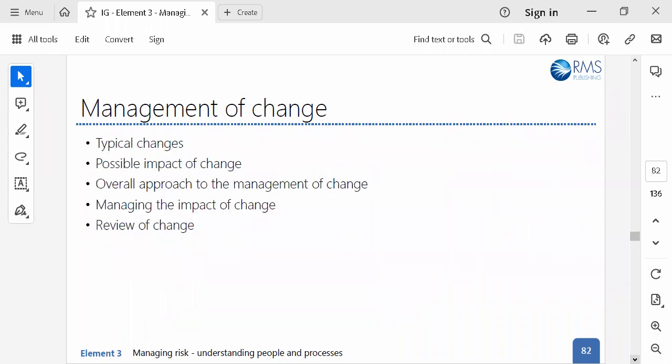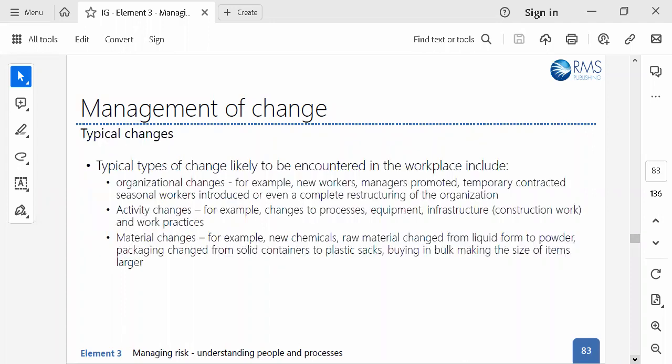Management of change, typical changes, possible impact of changes, overall approach to the management of change, managing the impact of change, review of change. We will discuss this one by one. Typical types of change likely to be encountered in the workplace include organizational change, for example, new workers, managers promoted, temporary contracted seasonal workers introduced, or even complete restructuring of the organization. So these are the changes.